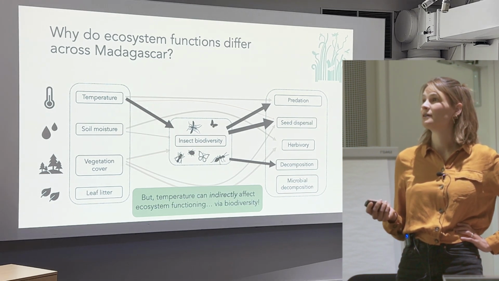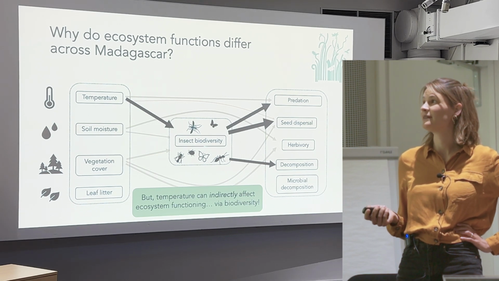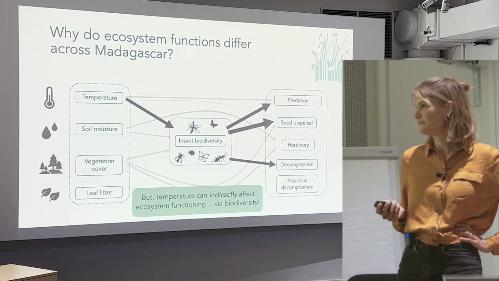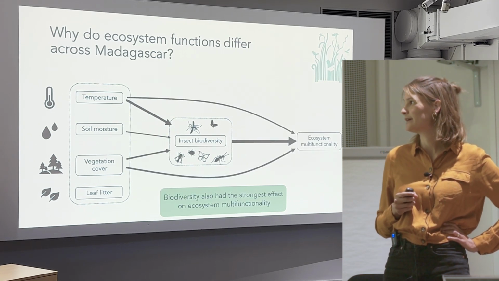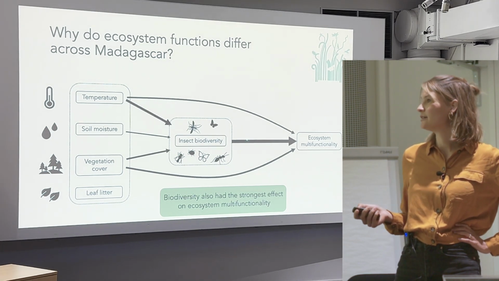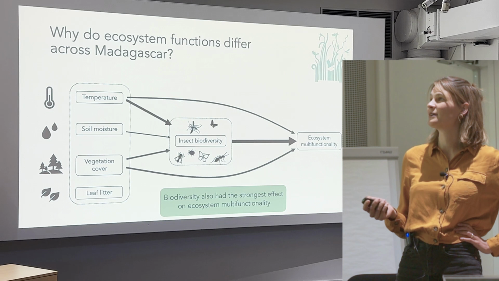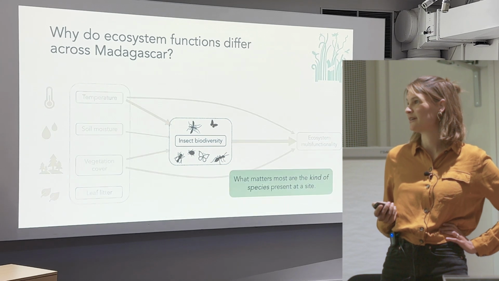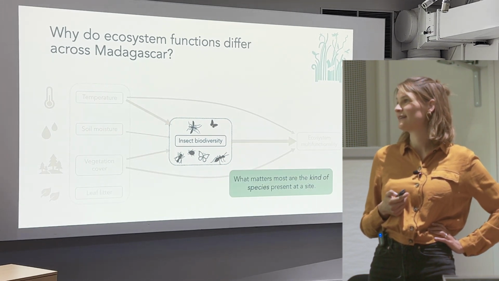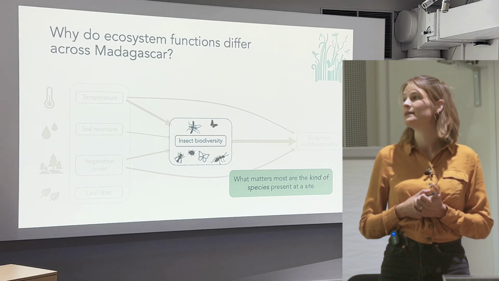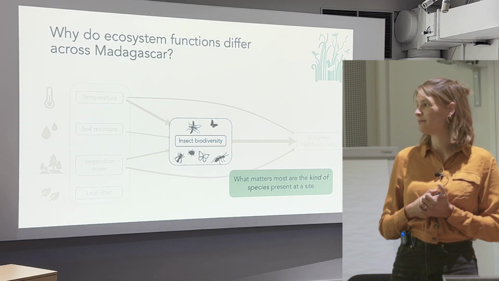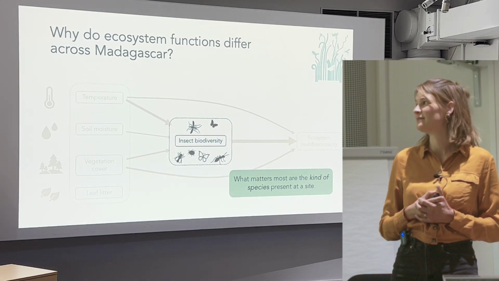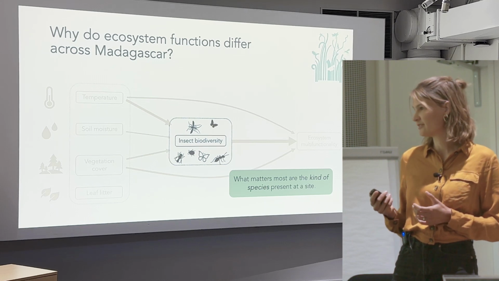So here, the warmer the temperature, the more diversity there was, and then this in turn affects the functions that are happening at those sites. So for ecosystem multifunctionality, we saw the same pattern. The biggest effect came from insect biodiversity, a smaller effect from temperature, but temperature had this indirect effect on ecosystem multifunctionality in Madagascar. And then I should mention that I checked different components of insect biodiversity, and here I saw that it was most important which kinds of species were present at the site. So not necessarily how many species, but more the types of species that influence the ecosystem functions.